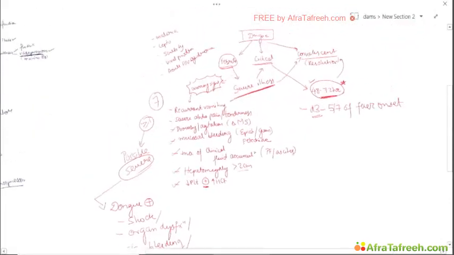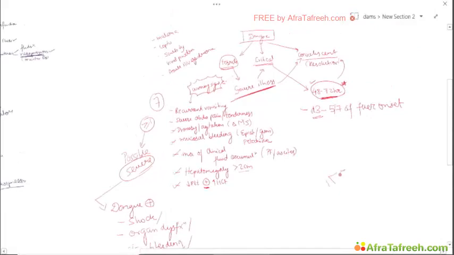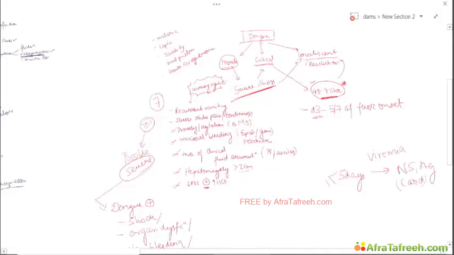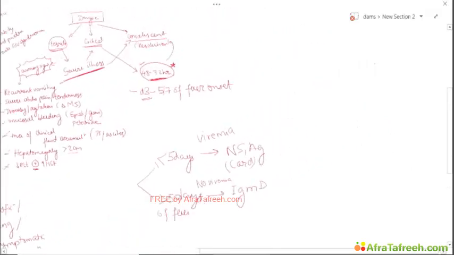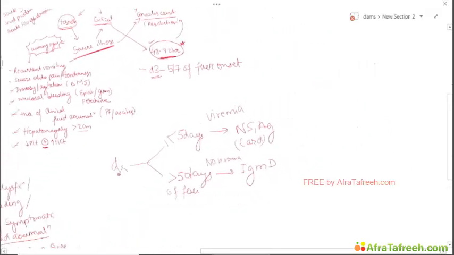Now, coming to the diagnosis of dengue, if it is within 5 days of illness, there is a presence of viremia, which can be diagnosed with NS1 antigen card test. If it is beyond 5 days of onset, it is diagnosed using IgM dengue, again because there is no viremia by this time. Okay, so this is how you diagnose and confirm dengue.